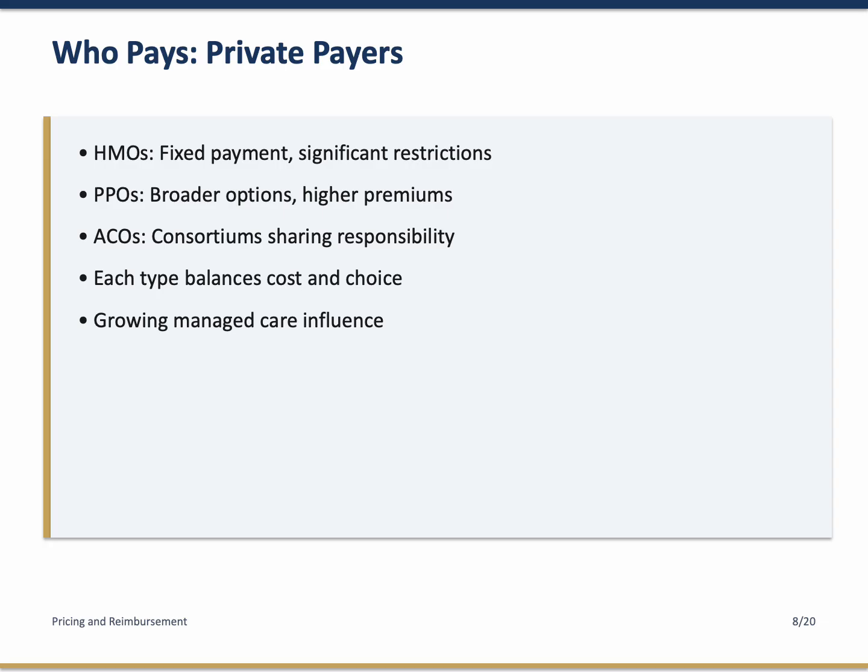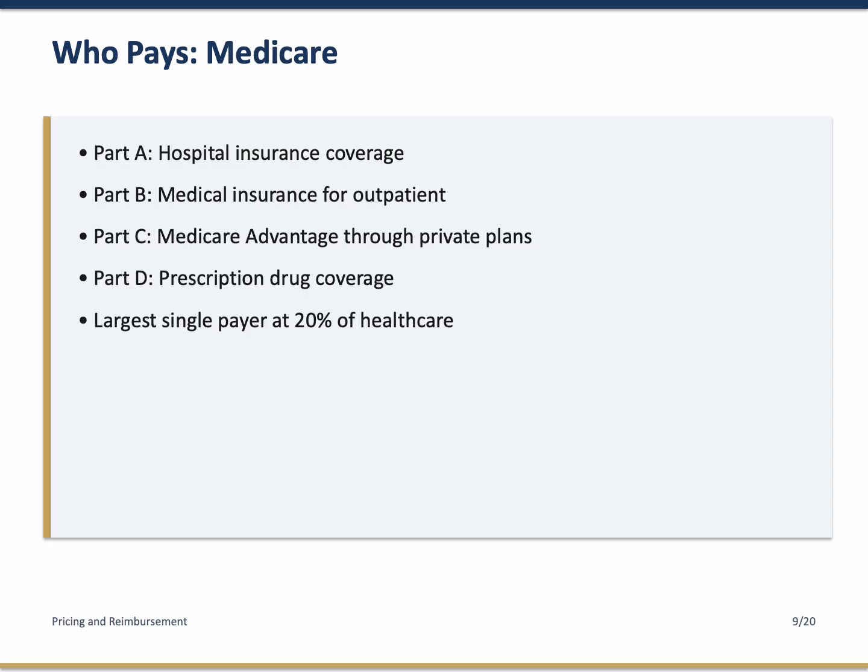Preferred provider organizations are not as restrictive, offering broader options with expense management through financial incentives. Accountable care organizations emerged partly through the Affordable Care Act as consortiums sharing responsibility for defined Medicare populations. Medicare is the federal insurance program covering people over 65, disabled individuals, and those with end-stage renal disease. It is the largest single payer in the U.S. at 20% of total healthcare costs.